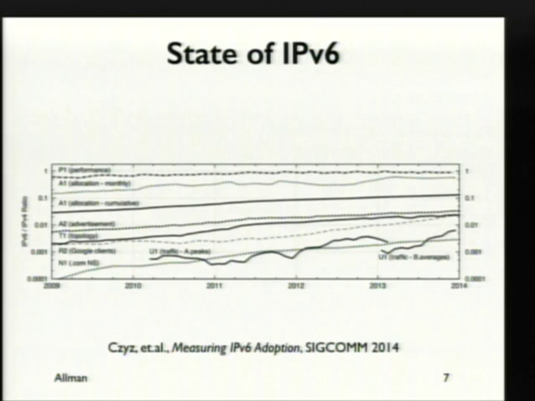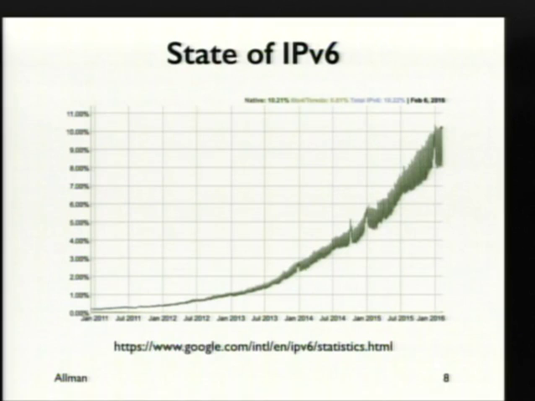A plot that goes around that you might be more familiar with is Google's view of IPv6 adoption. So what this says is somewhere between 10 and 11% of the clients, Google thinks of them as IPv6 ready. That means the client can speak IPv6, and the path between that client and Google can also speak IPv6. And since IPv6 is gaining a little traction, we see things like this.